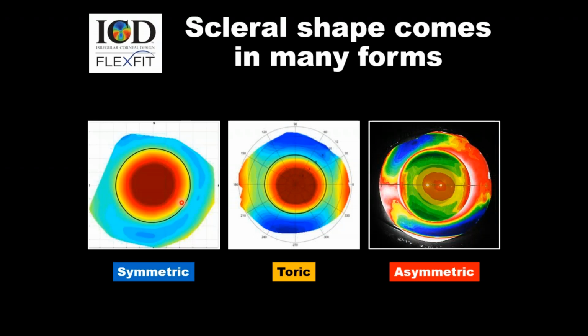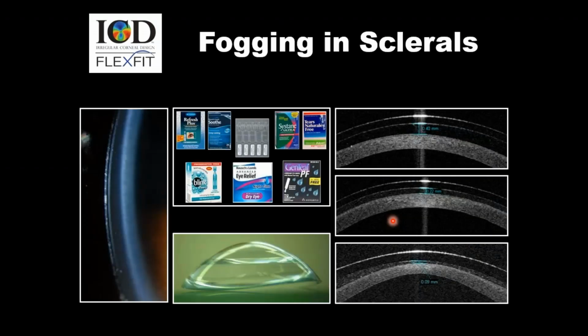Now, when you're using a larger diameter of lens, then you're more likely to run into more scleral toricity or asymmetry. And just be aware that any one of the three can come up for either the small or the large. Thankfully, we don't need to alter the standard trial lens parameters too much. But you know that it could happen and you have a fix when you need it. So your consultant, again, can be some help there.